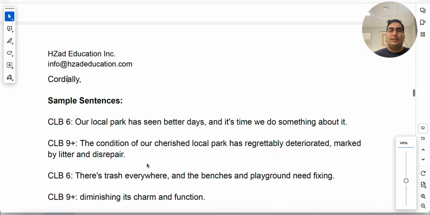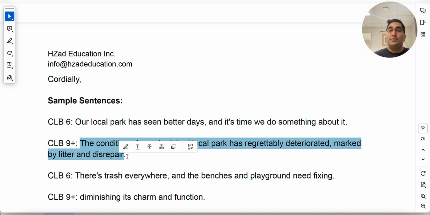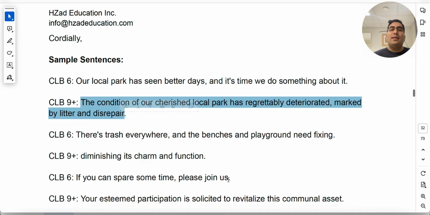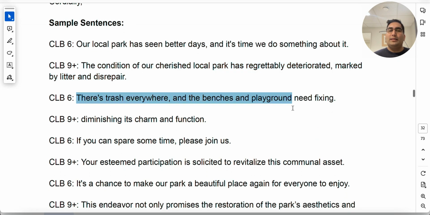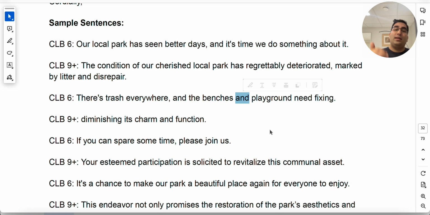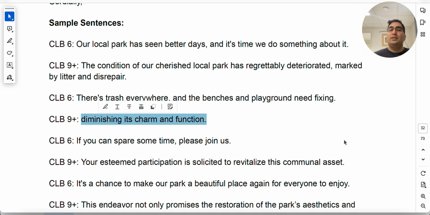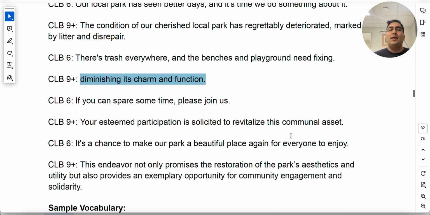Now, when you look at the sample sentences here, look at CLB 6. It says, our local park has seen better days and it's time we do something about it. And this was the replacement, which we have discussed already. Now, the next one would be something like this. There's trash everywhere and the benches and playground need fixing. First of all, the common mistake here is there's two ands, and this is what happens with basic writing. Too many ands, too many I's in one sentence. But instead of that, we can use better words, better phrasing, as I showed you earlier, diminishing its charm and function.